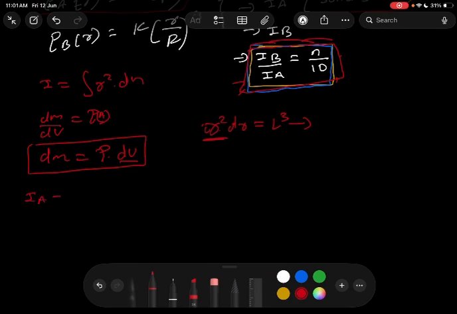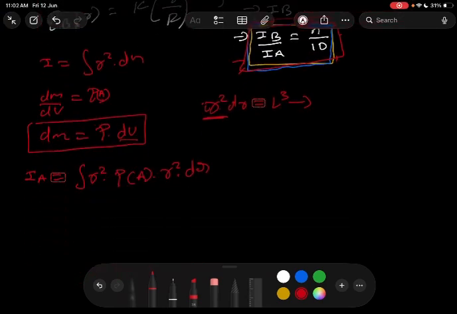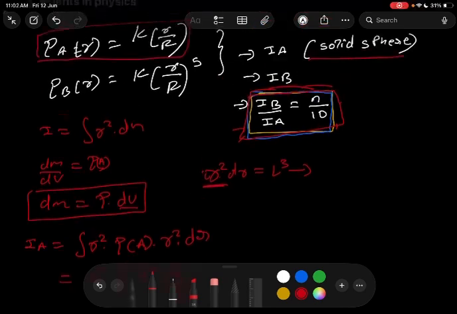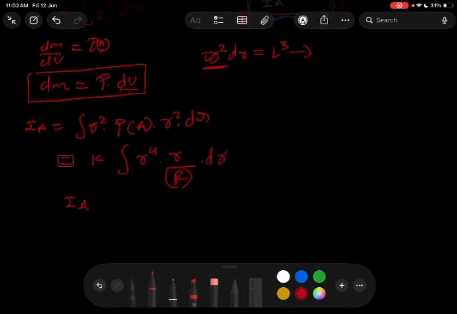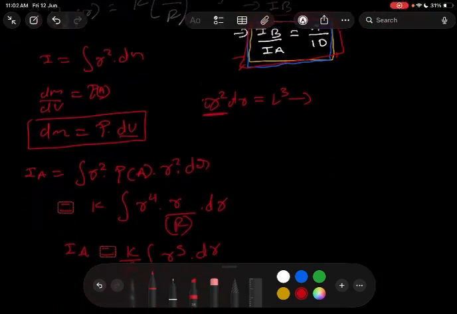First we will find IA equals integration of r square. dm is the density of A into volume, which is r square into dr. We are taking that. Now density is k r by R, where K is a constant. R power 4 into r by R into dr. You are taking these values, and IA equals k into integration of r power 5 by R into dr. Okay, we got this, and now we just integrate it.